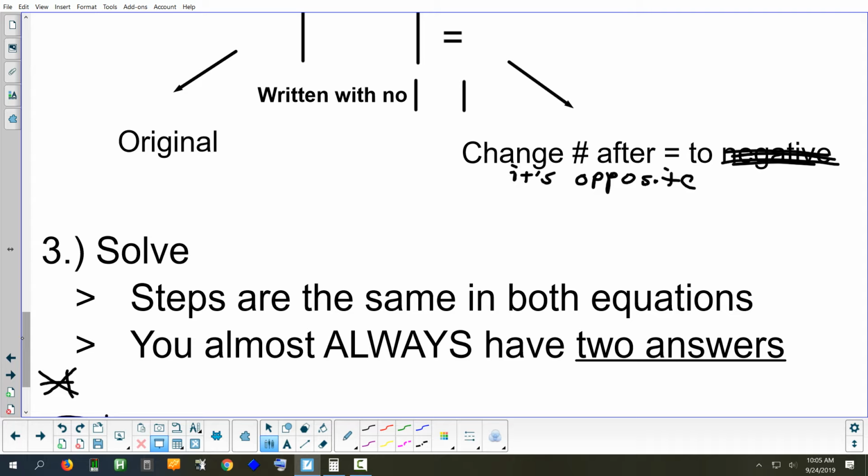Does anyone else still need to copy anything from steps 1, 2, or 3? Almost done. Step 3? Yeah.